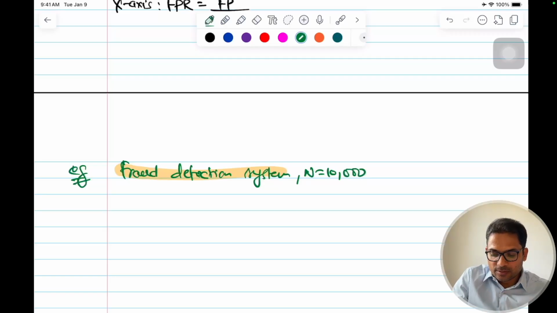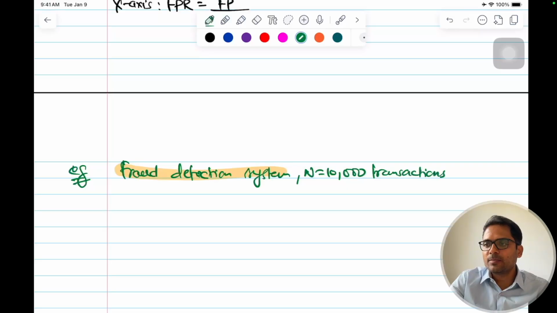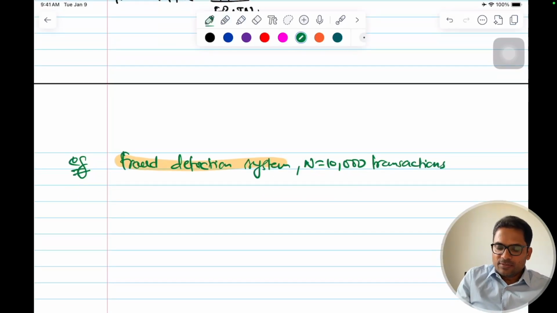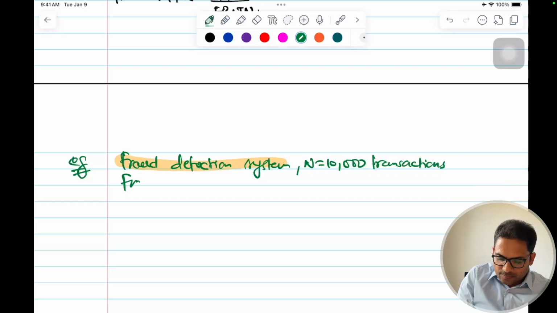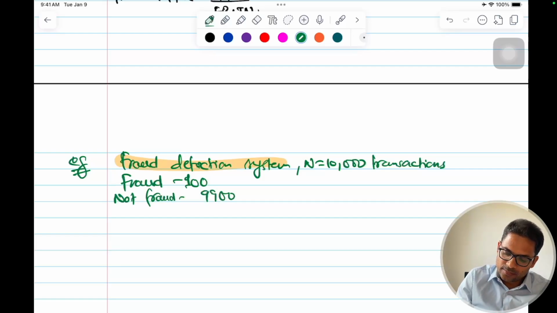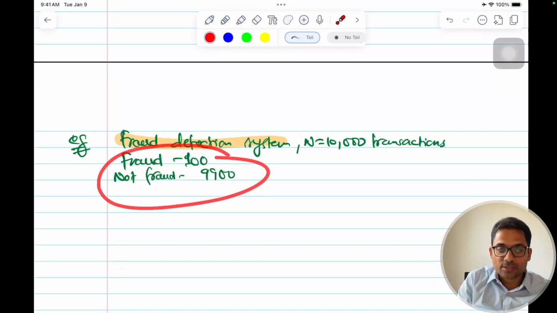I have 10,000 transactions data. Okay, and we have fraud entries as 100 and not fraud is 9900, right? Yeah, 9900 plus 100 is 10,000, right? So this is your fraud.